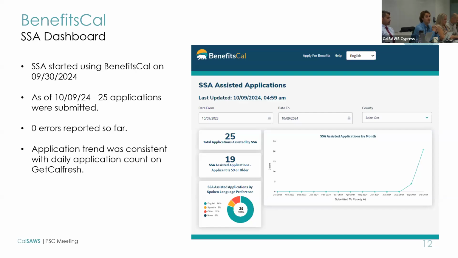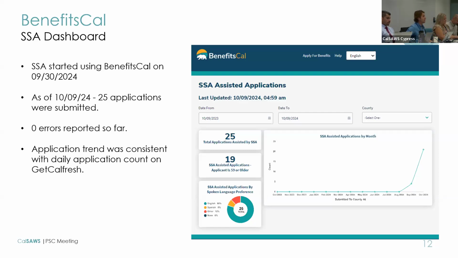And it's additional 7 enhancements requested by the SSA team. And this feature started to get used starting September 30th. First 9 days of the month of October, SSA sisters submitted around 25 applications. The dashboard is available for the SSA sisters, and no errors reported so far. So we are continuously monitoring it, but it is looking positive.